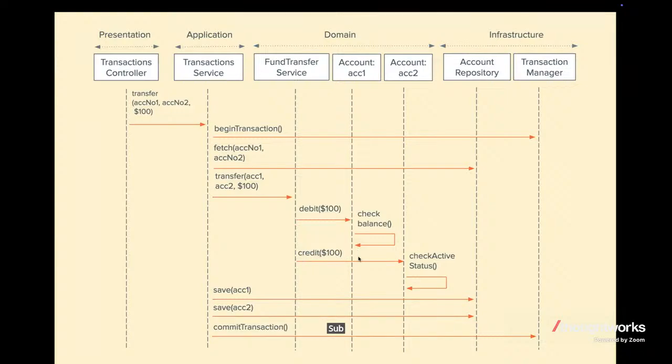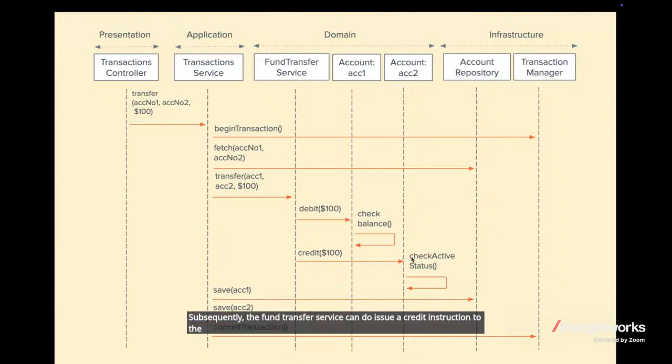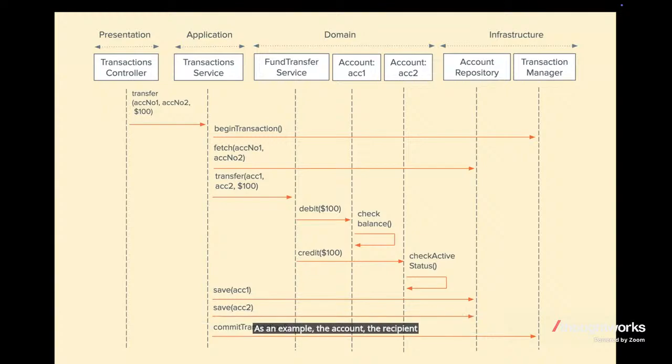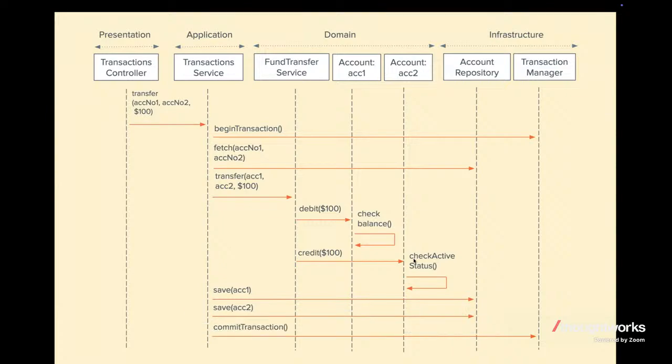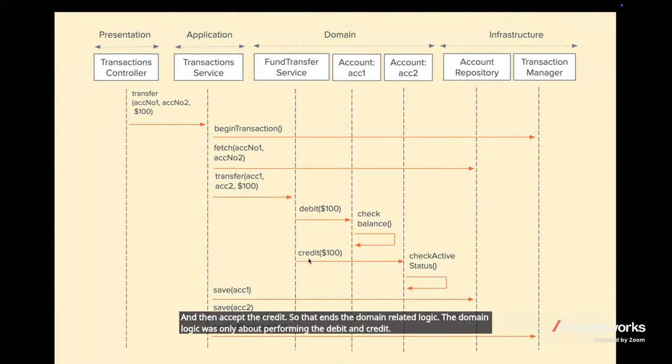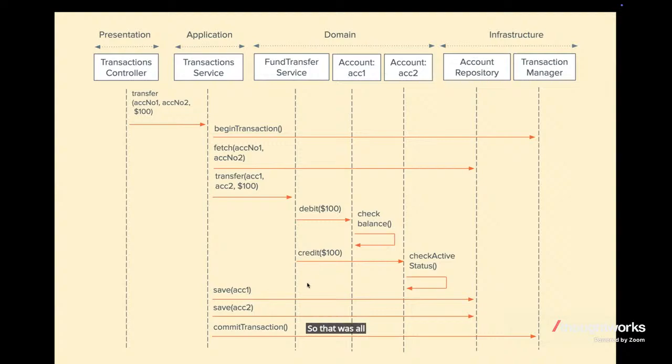Subsequently, the fund transfer service can issue a credit instruction to the recipient account. As an example, the recipient account can check whether it is active, right? The same check will apply to the other account also, but just for illustration purposes, I have shown a difference here. So the recipient account can check whether it is active or not, and then accept the credit. So that ends the domain related logic. The domain logic was only about performing the debit and credit. So that was all managed by the domain layer.